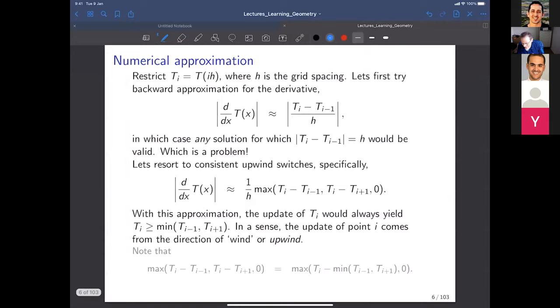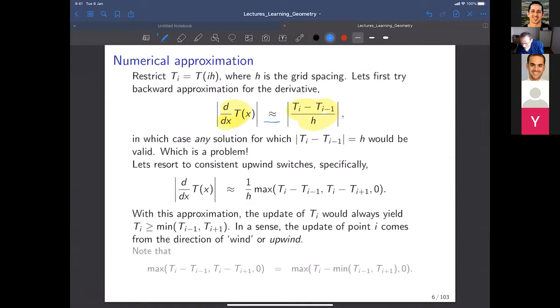This application, I updated it yesterday, and now you can see the result. So if, for example, I would have approximated in a straightforward manner the derivative, using something which is called backward approximation.